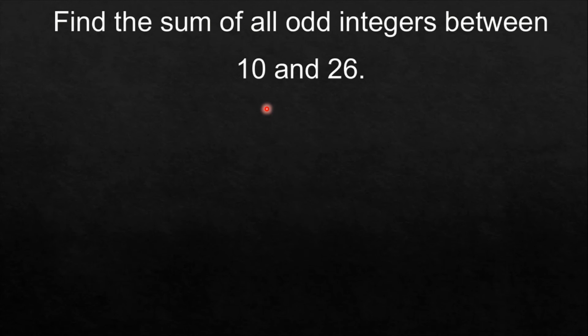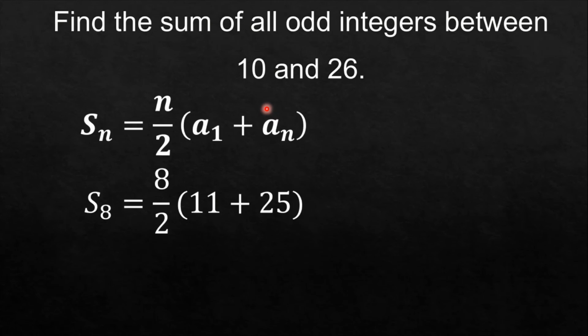So, gagamitin natin ang first formula. And that is S sub n equals n over 2 times a sub 1 plus a sub n. Now, plug in natin ang values ng n, a sub 1, and a sub n. So, nasabi na natin kanina na ang first term natin ay 11 at ang last term natin ay 25. Pero saan galing itong 8 na to?